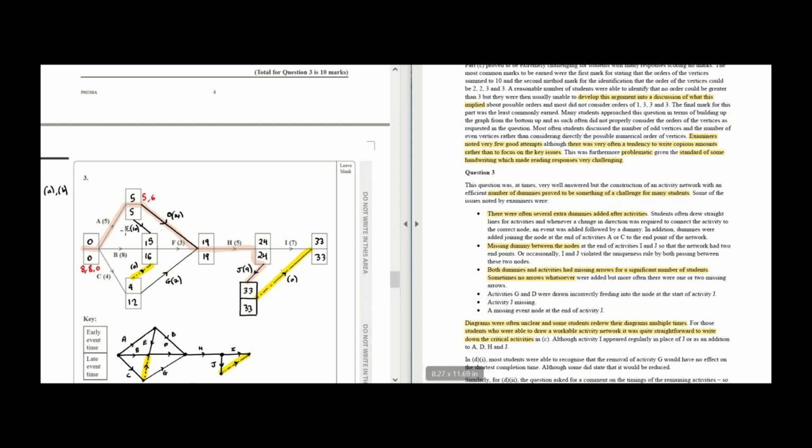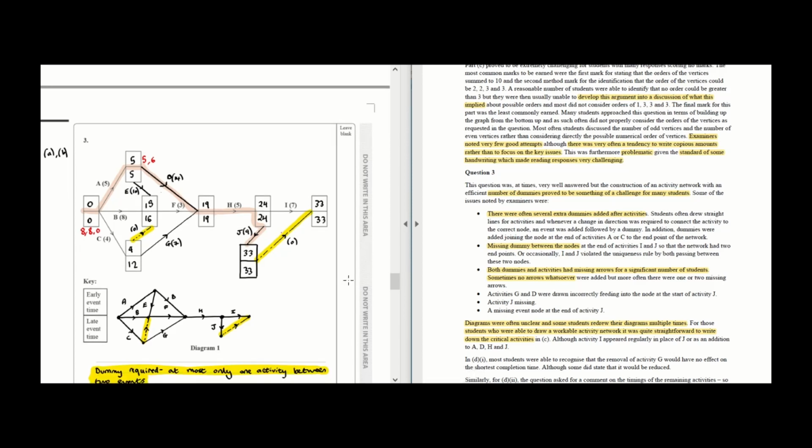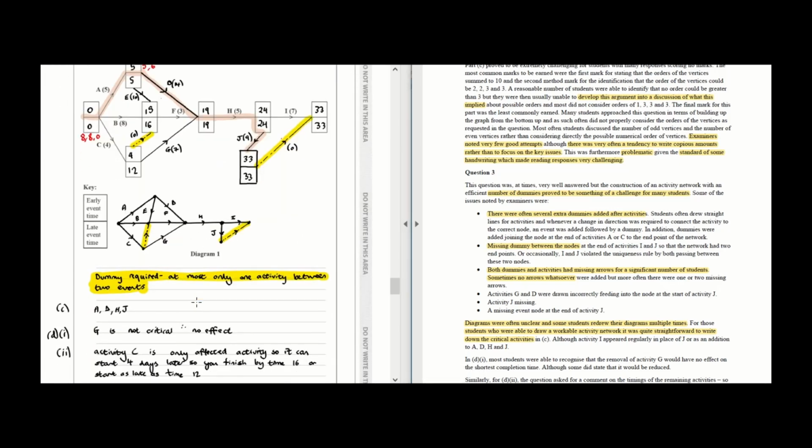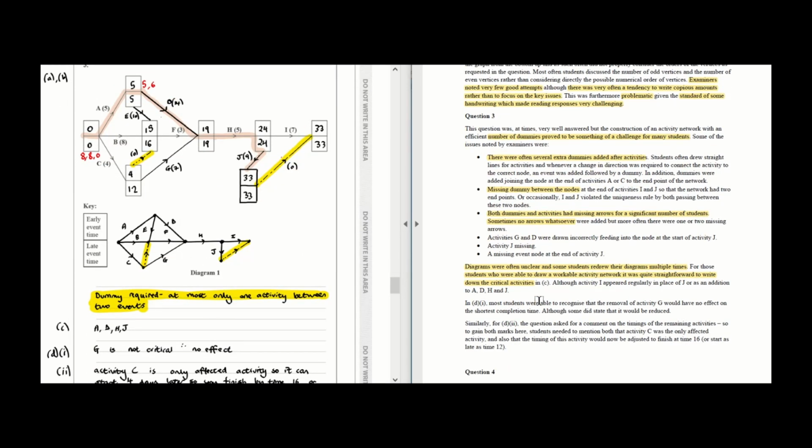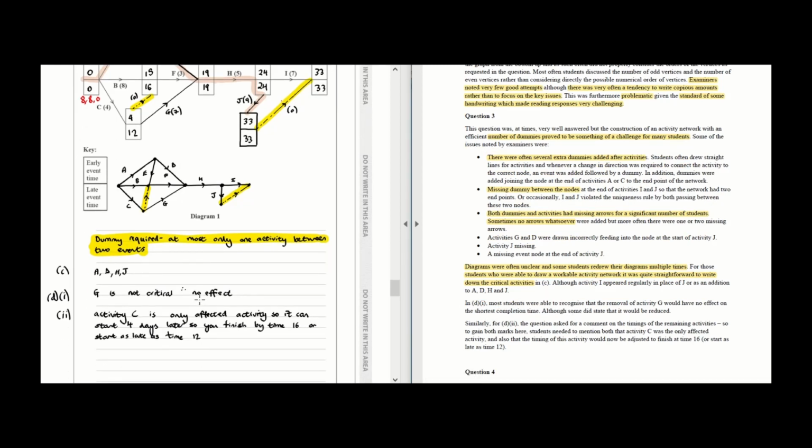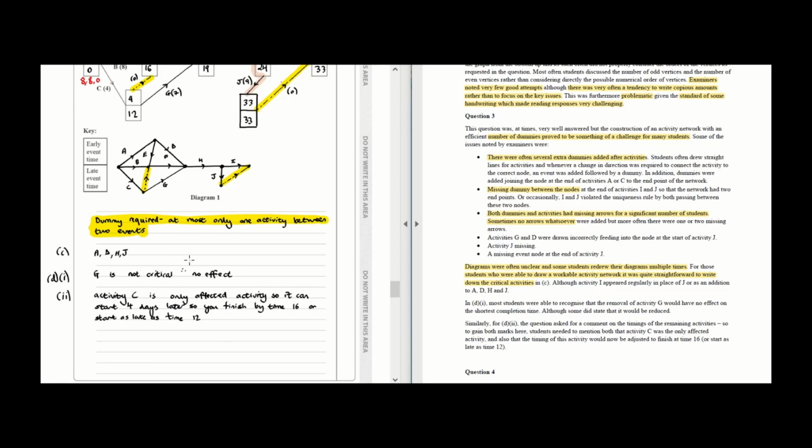The diagrams, I think the run about this diagram was often unclear. For those who drew a nice diagram, it was quite a straightforward question, and if they were able to do that, they could write down the critical activities very easily. Okay, and part D, that was a bit challenging. You just had to think about everything in context of this question.